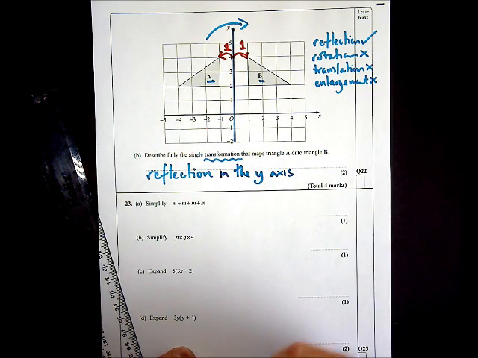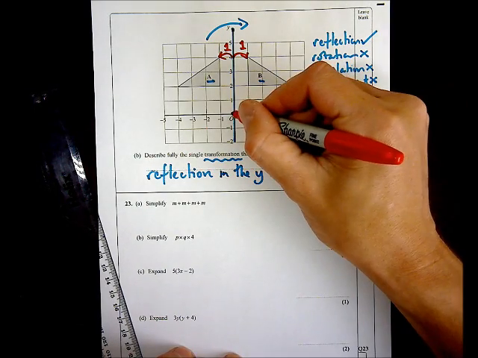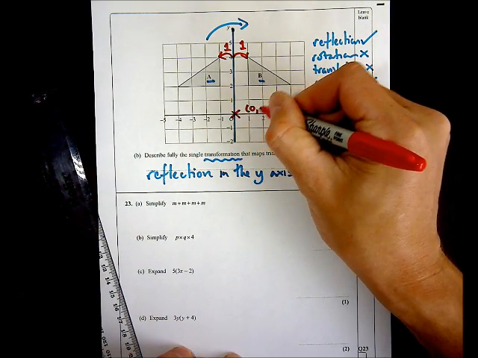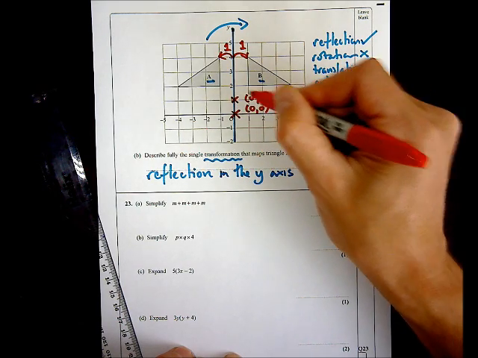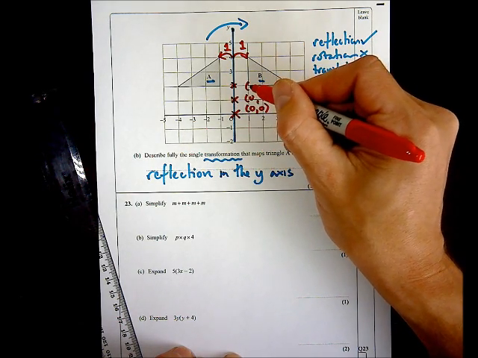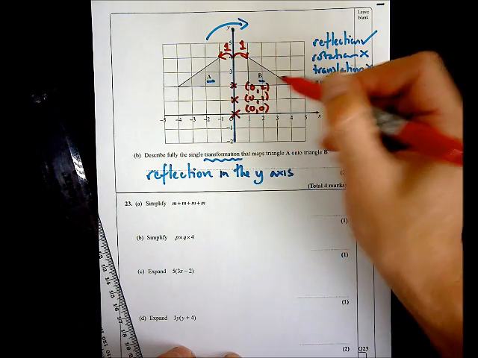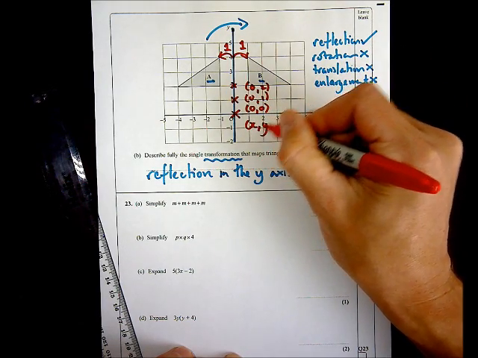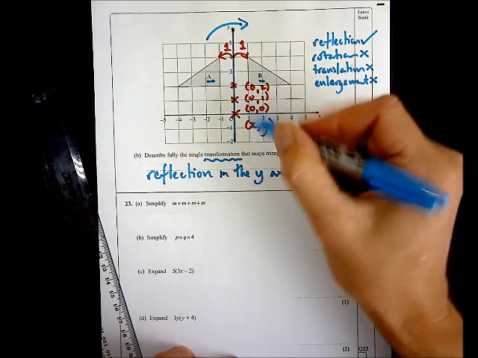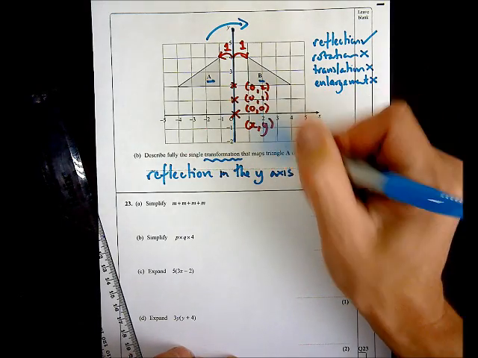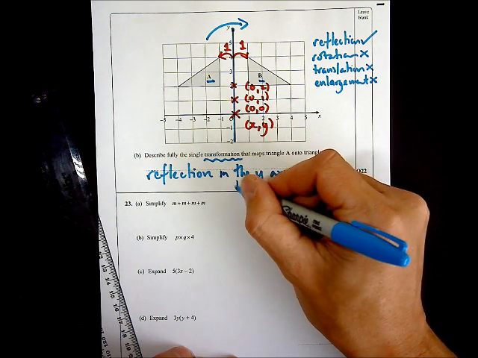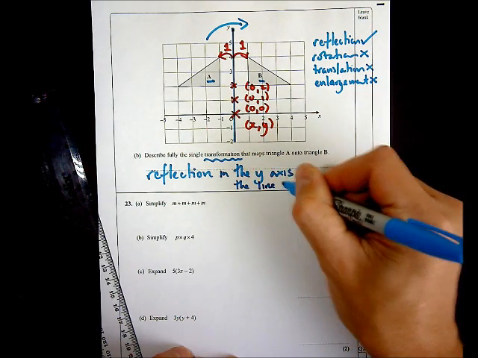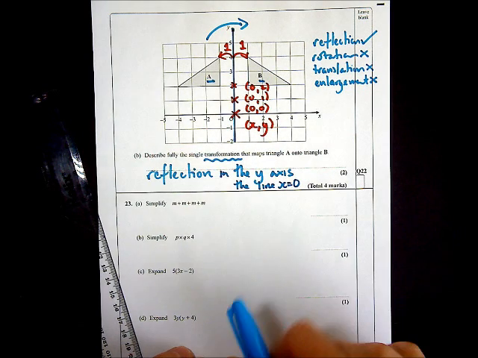or I could describe it in terms of its coordinates. So this coordinate down here would be 0, 0. This coordinate here would be 0, 1. This coordinate here would be 0, 2. And I can see from that that all of my x coordinates are 0 all the way up this line. So I could have written reflection in the line x equals 0. Either of those would have sufficed.